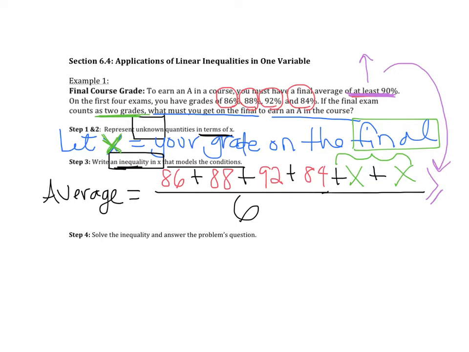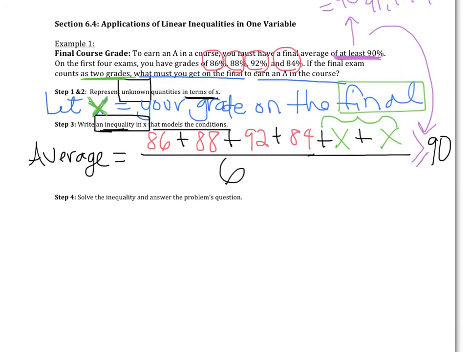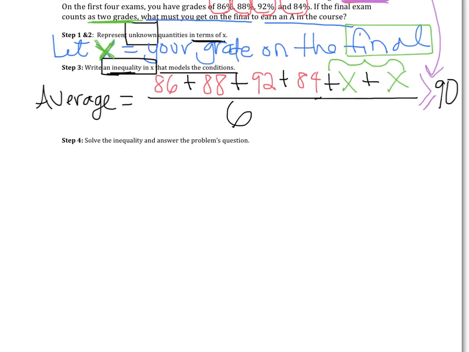Meaning you can get a 90%, that's the equal part, but if you get a 91 or a 92 or a 93, you'll be okay. It's at least a 90, so let me write 90 here. Hopefully you can see that 90.